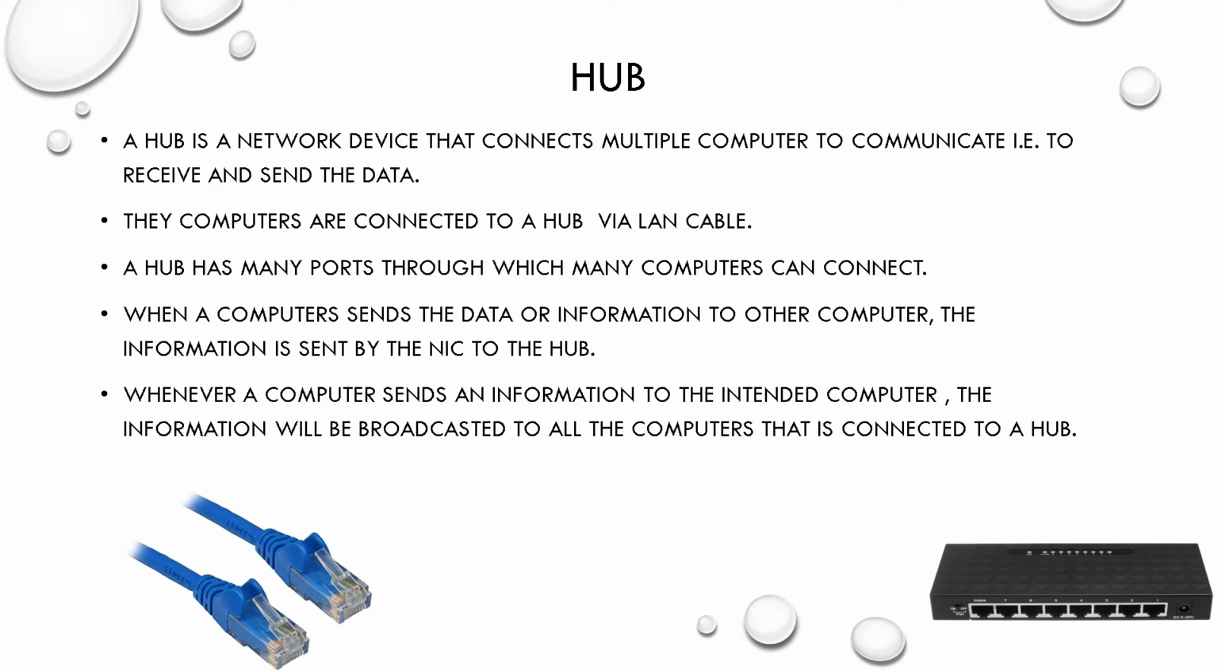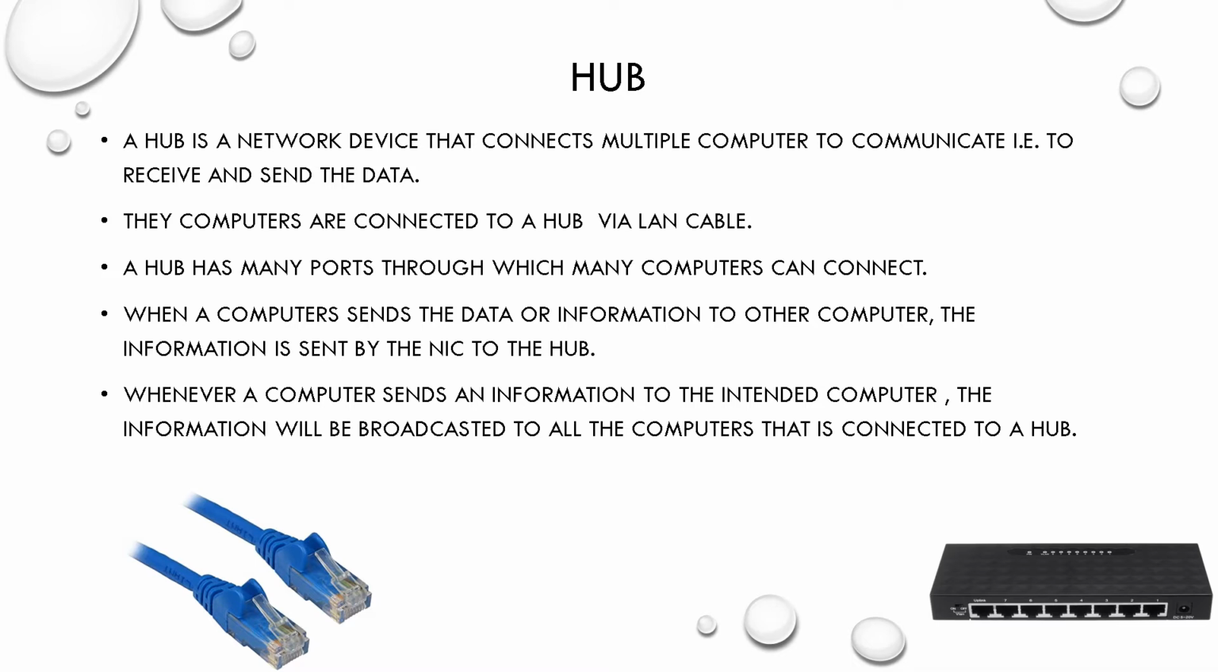A hub has many ports through which many computers can connect. Since a hub allows us to communicate over multiple computers, it has many ports. Now when a computer sends data or information to another computer, the information is sent by the network interface card to the hub. Suppose computer A wants to send data to computer B. How does it send? Via the network interface card, which is integrated in your computer. Whenever computer A wants to send some message to computer B, what happens?